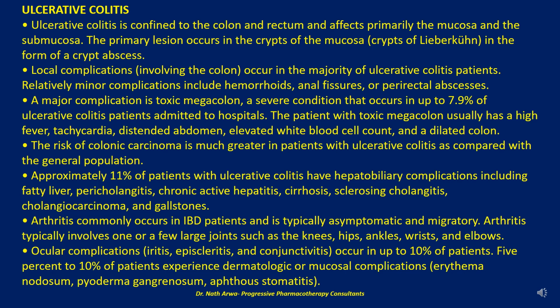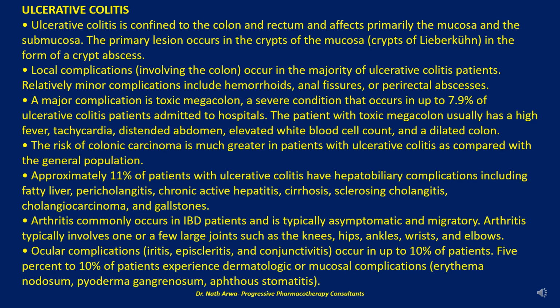2. Local complications, involving the colon, occur in the majority of ulcerative colitis patients. Relatively minor complications include hemorrhoids, anal fissures, or perirectal abscesses. 3. A major complication is toxic megacolon, a severe condition that occurs in up to 7.9% of ulcerative colitis patients admitted to hospitals. The patient with toxic megacolon usually has a high fever, tachycardia, distended abdomen, elevated white blood cell count, and a dilated colon.